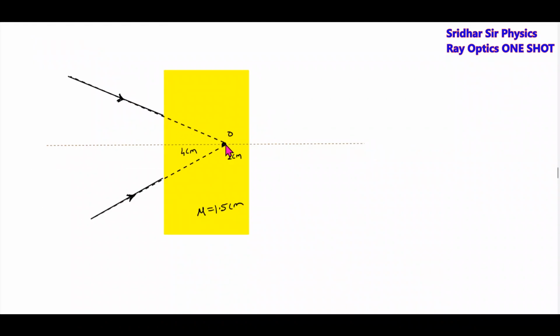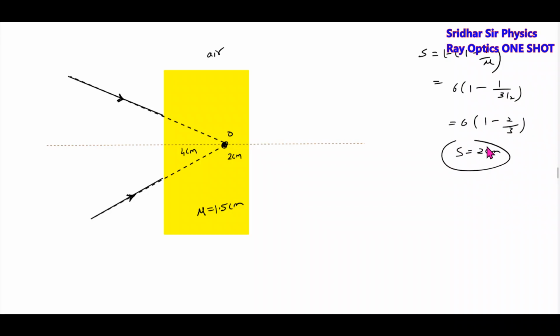Next, we have the object inside the slab. This is like a virtual object. Where does it appear? We have to calculate the shift. The shift produced is T into 1 minus 1 by mu. The surrounding medium is air. Thickness of the slab is 6, 1 minus 2 by 3 will be 2 centimeter. The image should be in the direction of the incident ray, so the image will appear at this point.